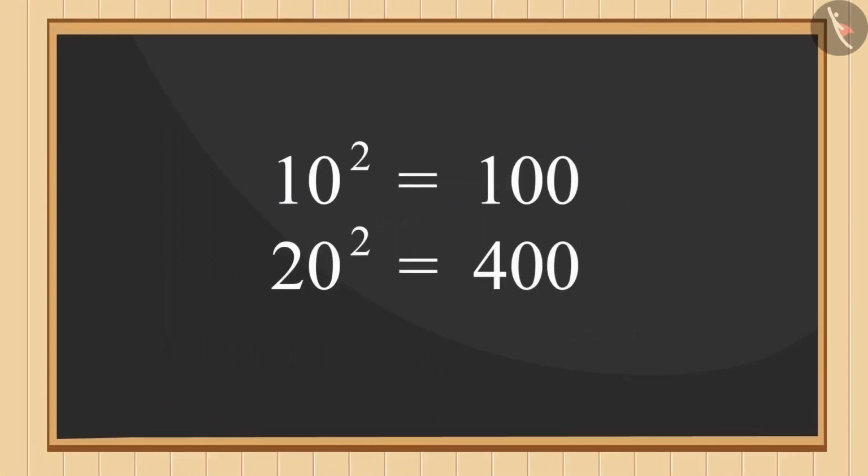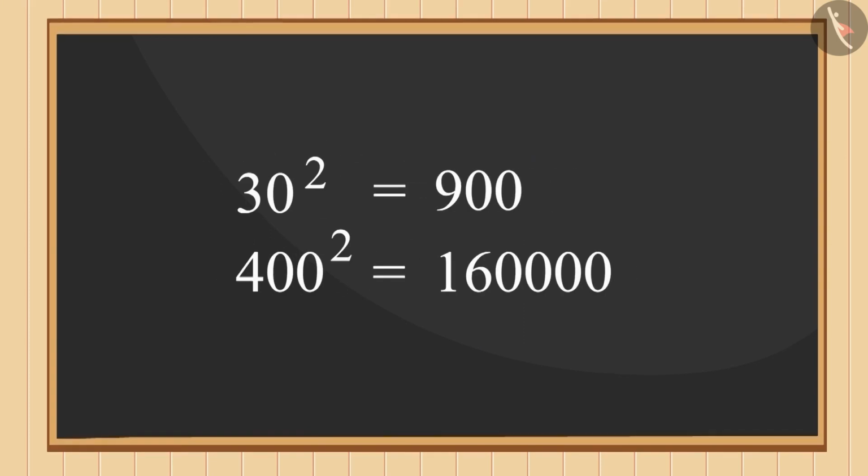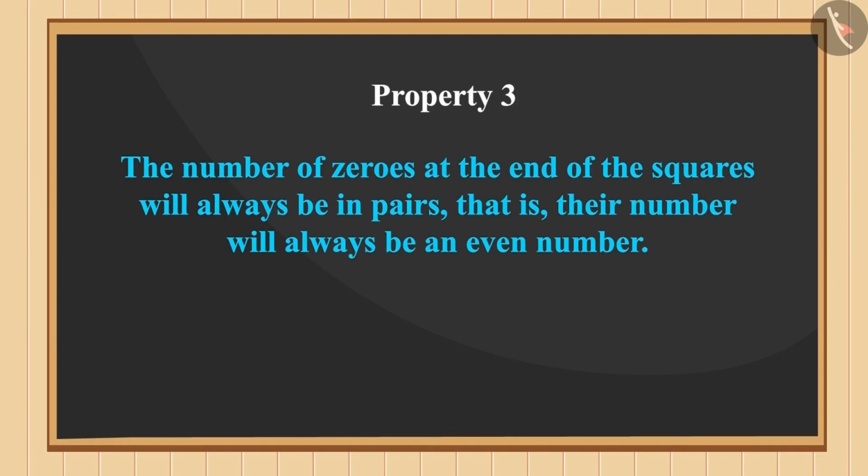Have you noticed the squares of 10 and 20? In these numbers, the number of zeros in square numbers is twice the number of zeros in the original number. For example, look at these numbers. This means the number of zeros at the end of the squares will always be in pairs. That is, their number will always be an even number.